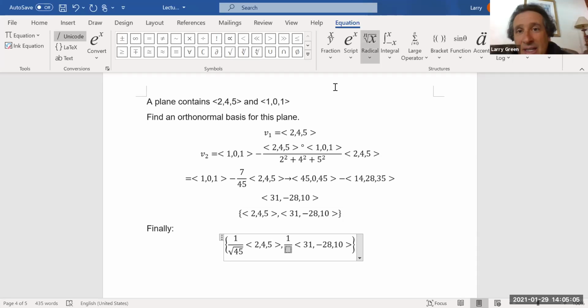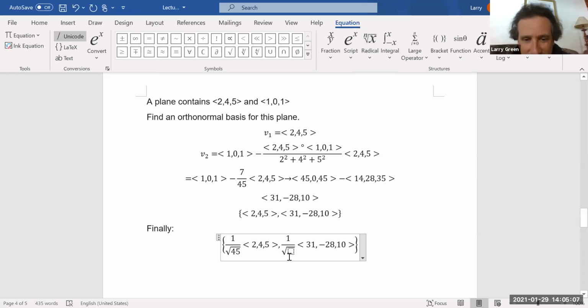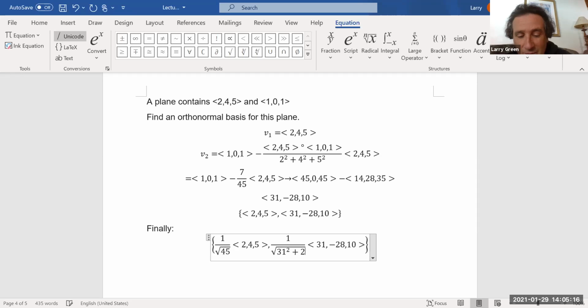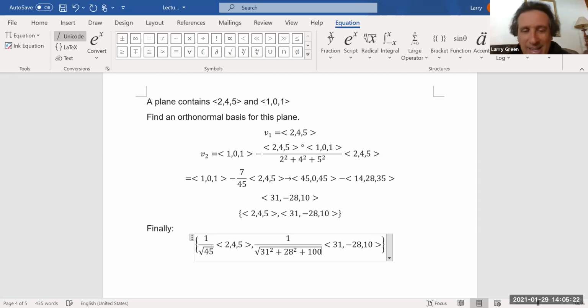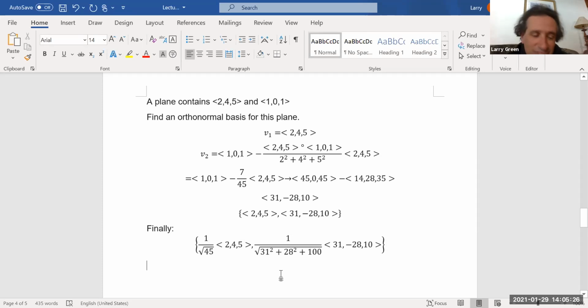So I'm going to cheat and be lazy. 31 squared plus 28 squared. It's negative 28, but I don't care, I'm squaring it. Plus 100, which is 10 squared, but that one I can do in my head. And I'm going to assume that you know how to do arithmetic if you really needed to. And now we have an orthonormal basis.